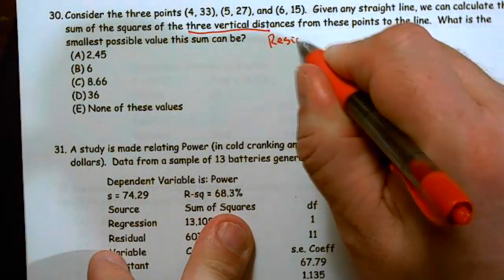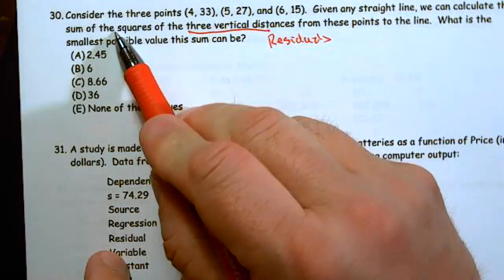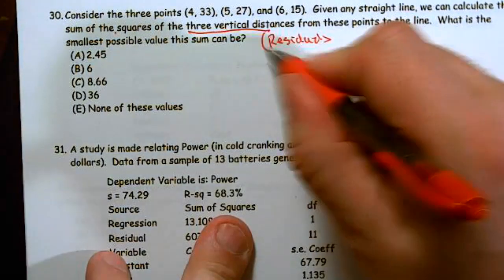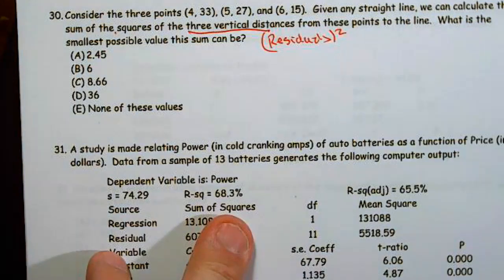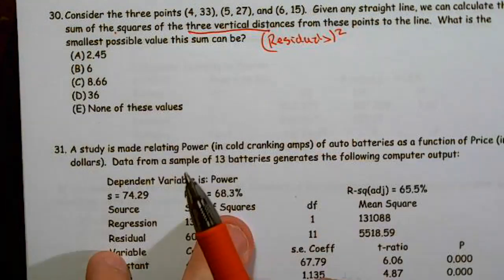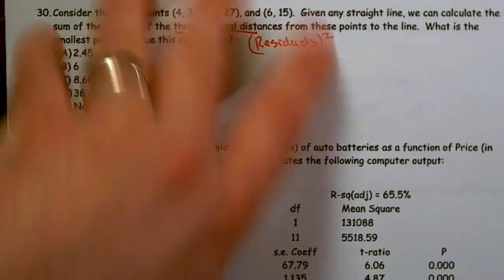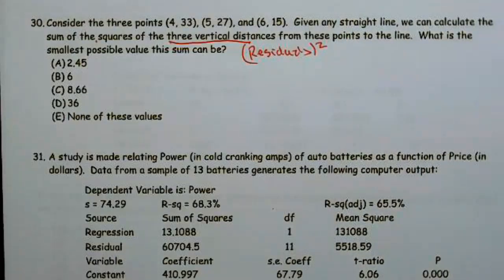So they want me to calculate the residuals, but they want the sum of the squares, so they want the residual squared. The vertical distance is the residual, but they want the sum of the squares. What is the smallest possible value this sum can be? Well, the smallest possible value is going to be based on the least squares prediction line. So we need to come up with our regression equation.